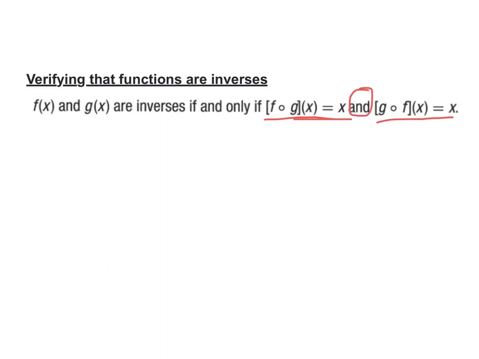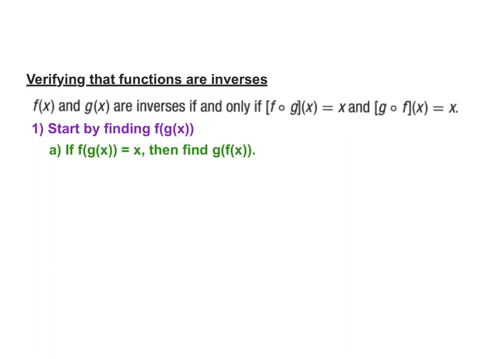So you're going to start by finding f of g of x. I'm going to give you the steps first, and then we're going to apply them. So this screen is all going to be like a recipe of what to do when you're verifying. Second step. Okay. Now here's the thing. So we go ahead and we find f of g of x. If it equals x, then you go ahead and find g of f of x. And the idea is if that equals x, then we know they're inverses of each other.